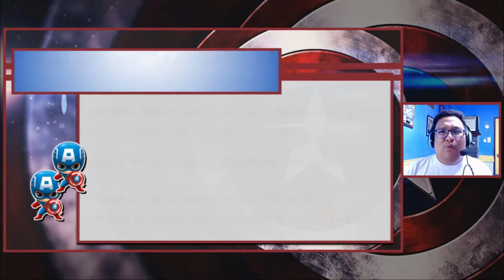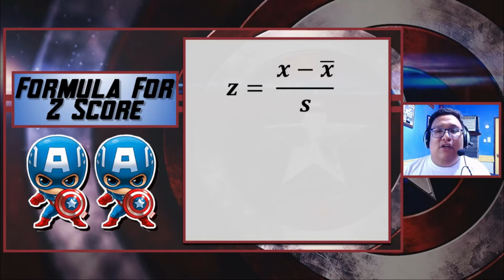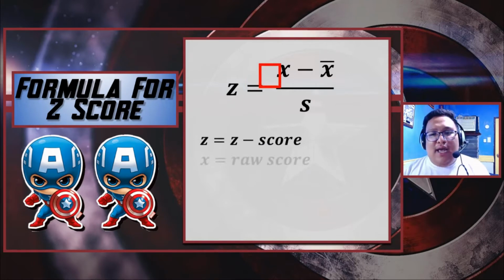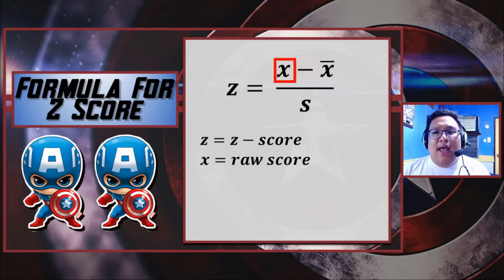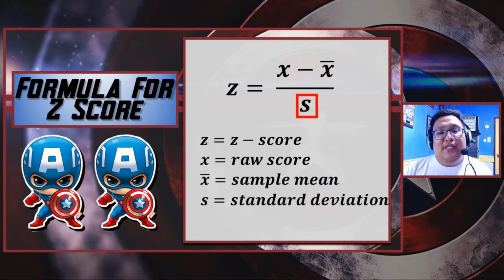Okay, so how are we going to convert it? We're going to follow a certain formula. The formula for z-score is z is equal to x minus x bar over s, where z is the z-score, of course, x is the raw score, x bar is the sample mean, and s is the sample standard deviation.